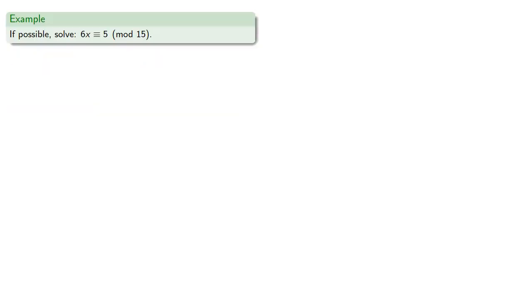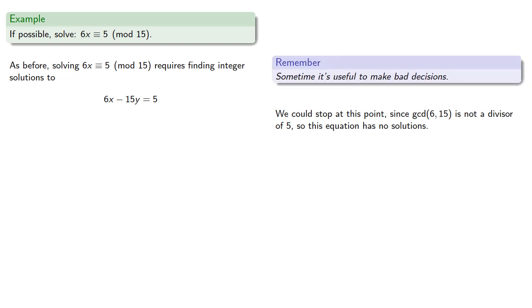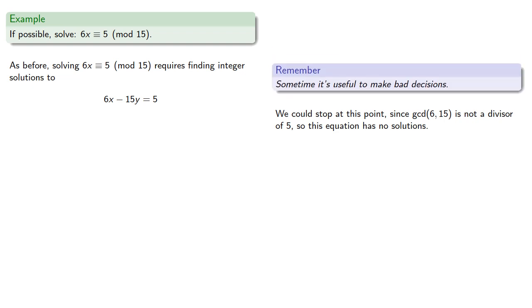For example, let's try to solve, if possible, 6x congruent to 5 mod 15. As before, solving 6x congruent to 5 mod 15 requires finding integer solutions to 6x minus 15y equals 5. And we could stop at this point because the greatest common divisor of our coefficients, 6 and 15, is not a divisor of 5, so this equation has no solutions. But remember, sometimes it's useful to make bad decisions. Let's see what would happen if we continued.